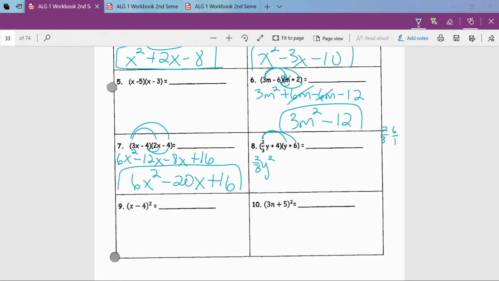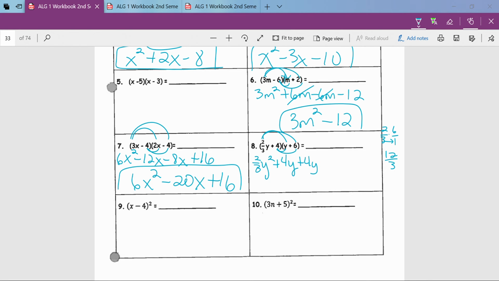2 times 6 is 12. And 3 times 1 is 3. And 12 divided by 3 is 4. So when I do 2/3 times 6, I end up with a positive 4y. Okay? And we're going to move on to the 4 times y, which is 4y.